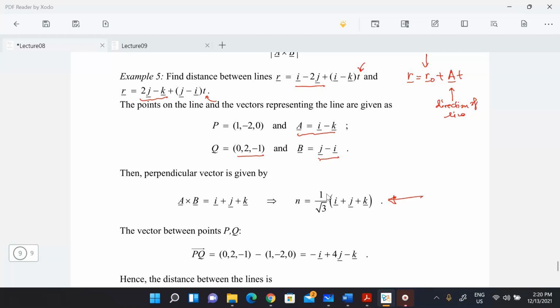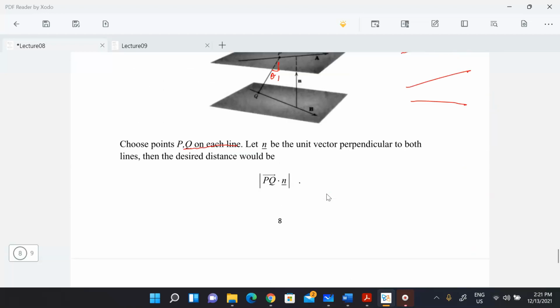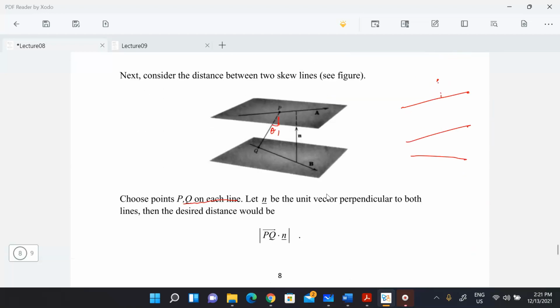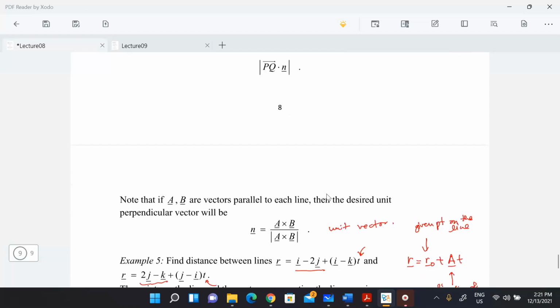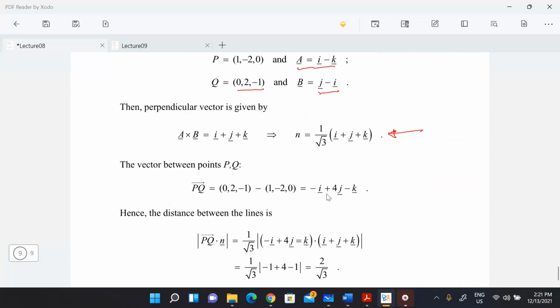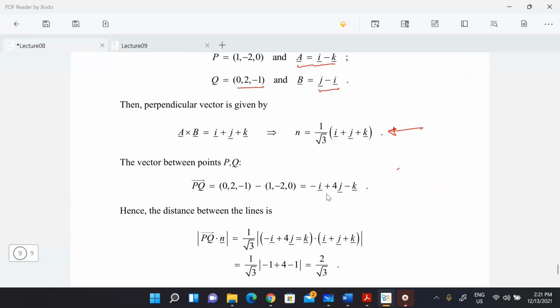Okay. So the vector between the two points P and Q, again P and Q is taken from there. Remember that the idea is that you are more or less given P and Q, so you can actually find this particular vector here. That would give you this vector. And then that vector dot product with the normal will give you the distance between the two lines.